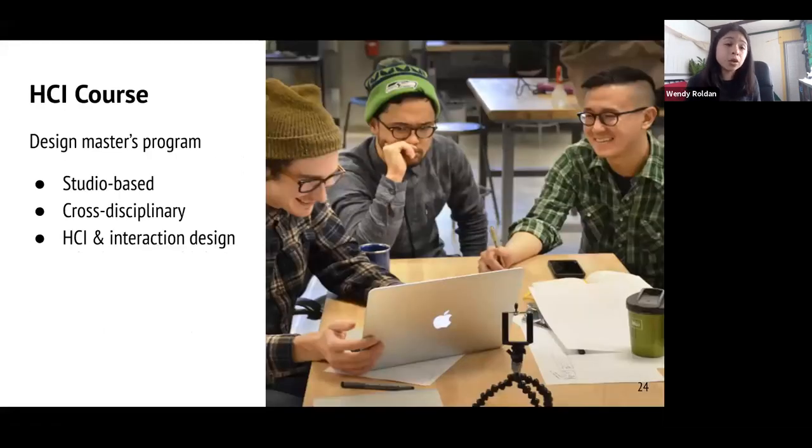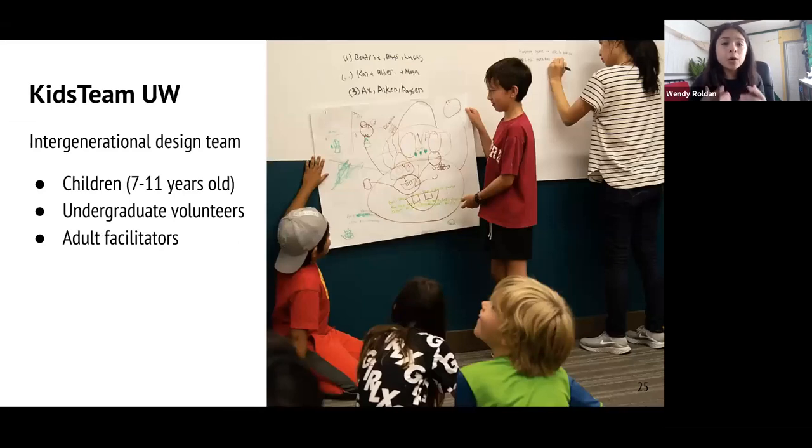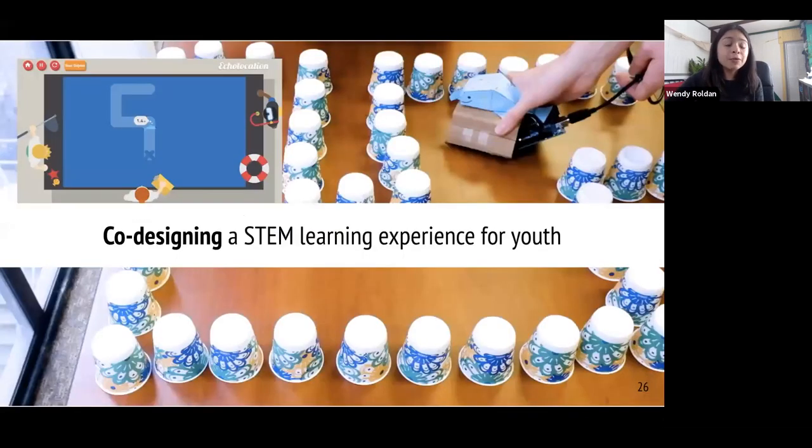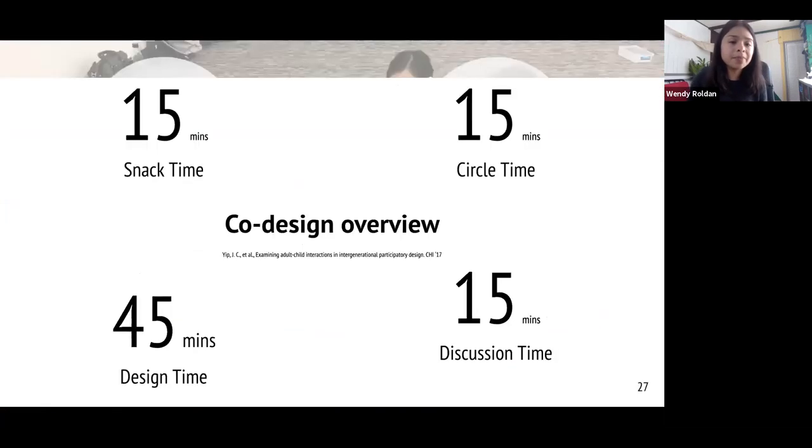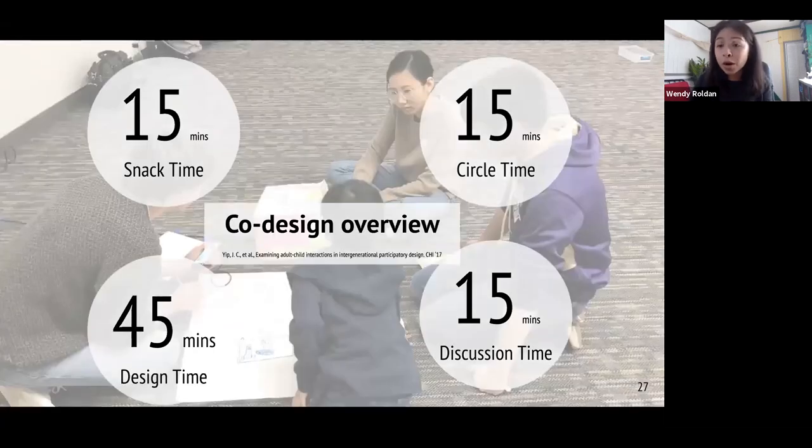To give you some context on the course, it is an HCI course that is within a one-year design master's program. It's studio-based, cross-disciplinary, and focuses on teaching HCI and interaction design courses. And the co-design team that we partnered with is an existing intergenerational design team called Kids Team UW, where children, undergraduates, and adults come together to form this design team and give different ideas. And for the course, the design challenge was for the HCI students to co-design a STEM learning experience for youth with Kids Team UW. And this is an overview of the co-design process that we followed.